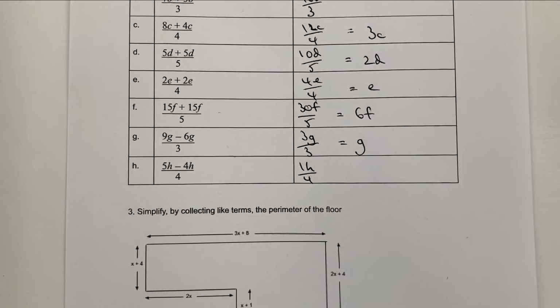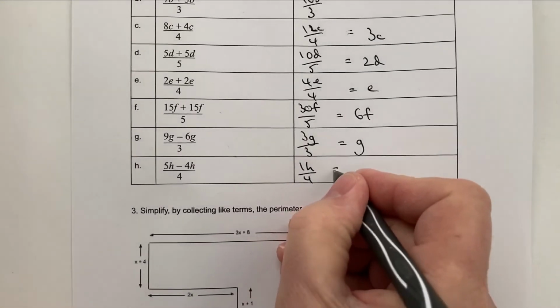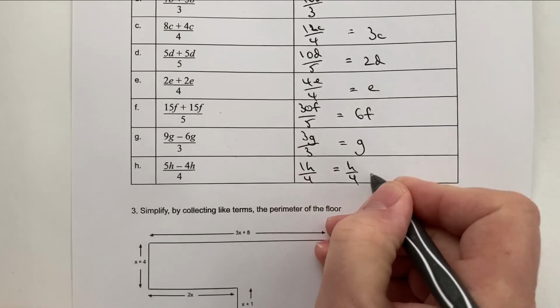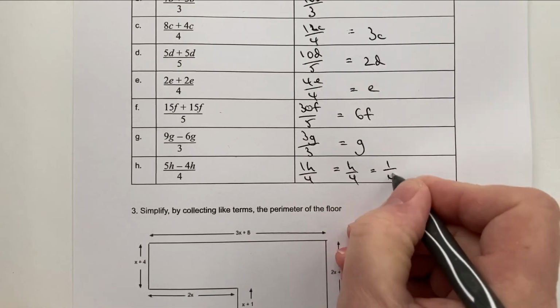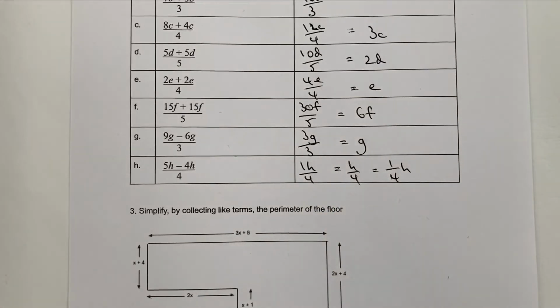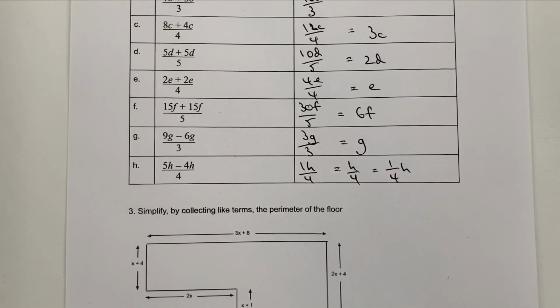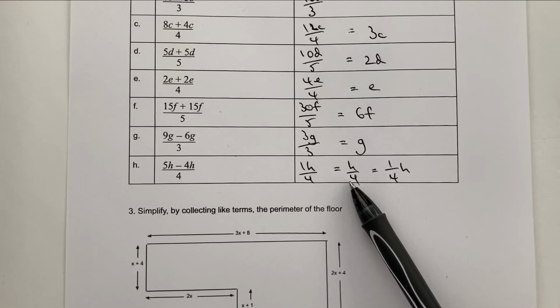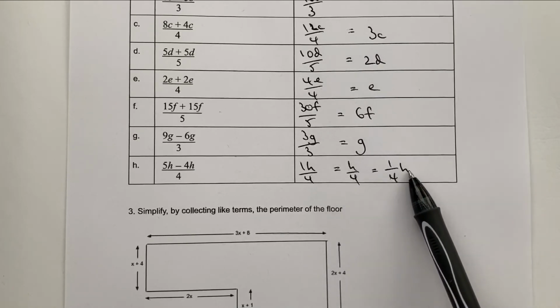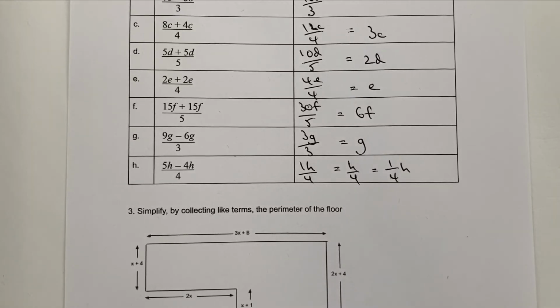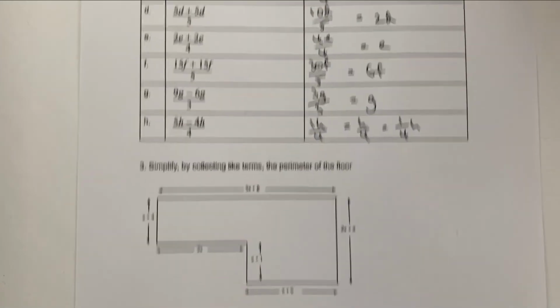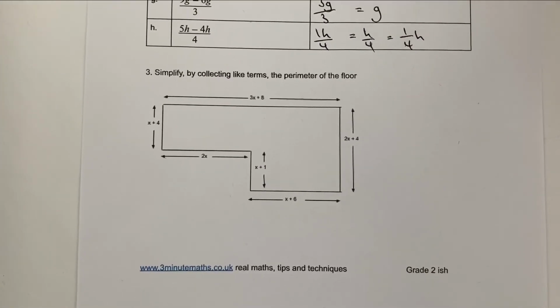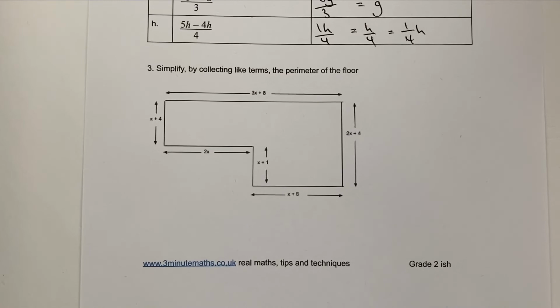Now there will be a couple of different ways in which you'll see that. You might see it written as h over 4 or a quarter of h. All of those are exactly the same. It doesn't really matter. The most popular one probably is h over 4 or 1/4 h, and that's perfectly fine. Okay, let's go on to the very last question, which is simplifying the perimeter of this particular shape.